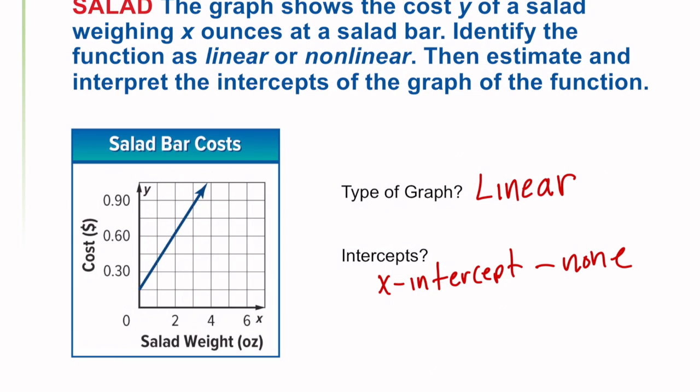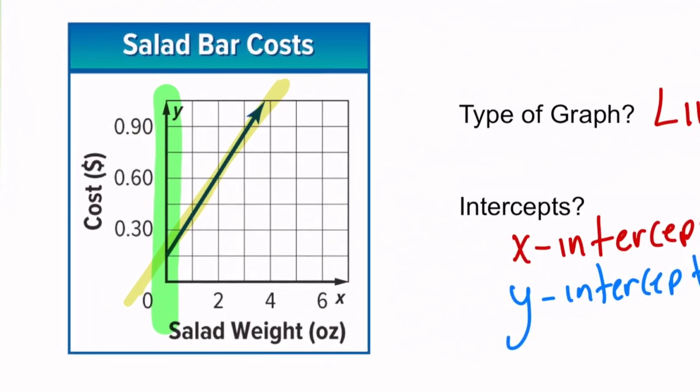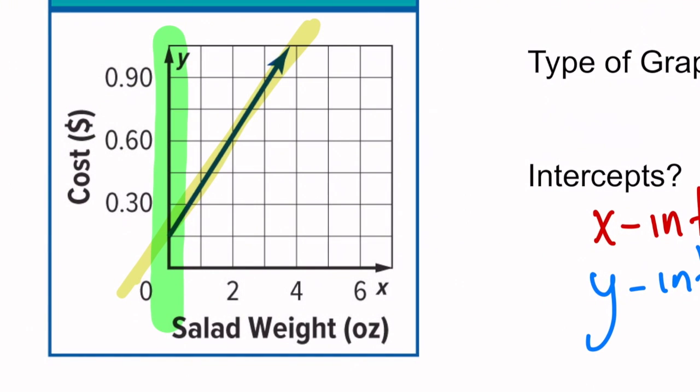So now let's figure out the y-intercept. The y-intercept is when your line, your graph crosses the y-axis. So let me highlight the y-axis, and you can see that the blue line is crossing the y-axis in between the 0 and the 30, or the point 30, which means it has to be about 0.15, so half of it. So that means that our y-intercept is located at 0 and 0.15 cents.